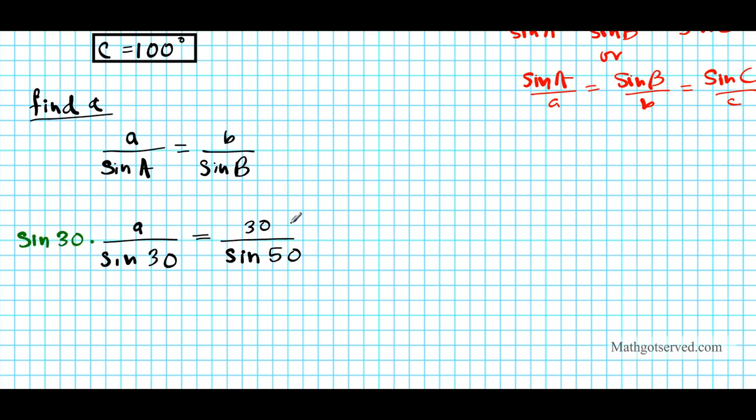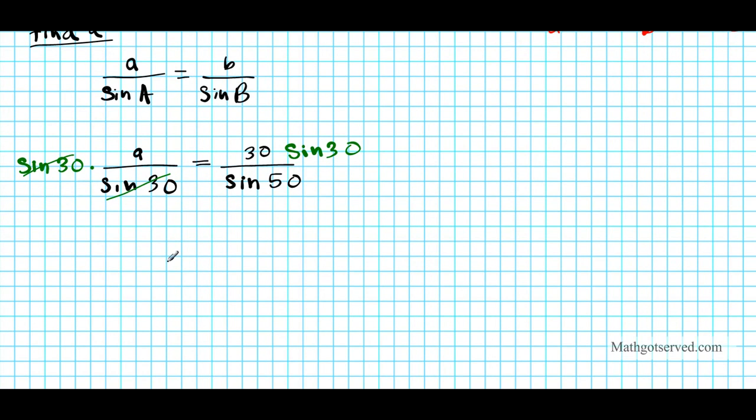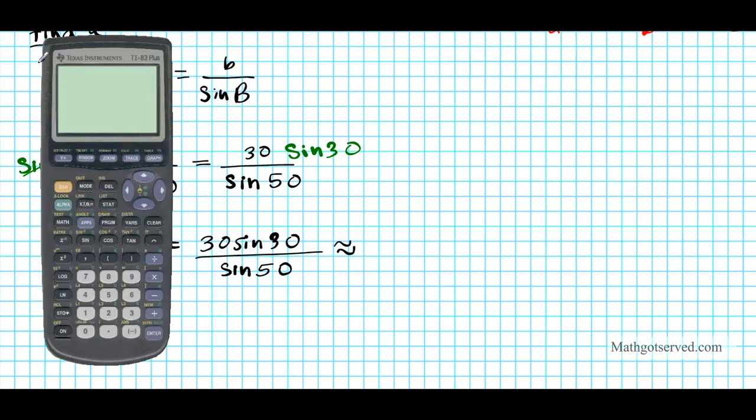Multiply this by sine 30, multiply this by sine 30, this divides out, and your answer is going to be a equals 30 sine 30 divided by sine 50. Okay, so we're going to plug that into our calculators to get our approximate result. So let's bring out our calculators. Make sure that our mode is set to degrees. Let me go ahead and fix that real quick because our angular measures are in degrees in this problem.